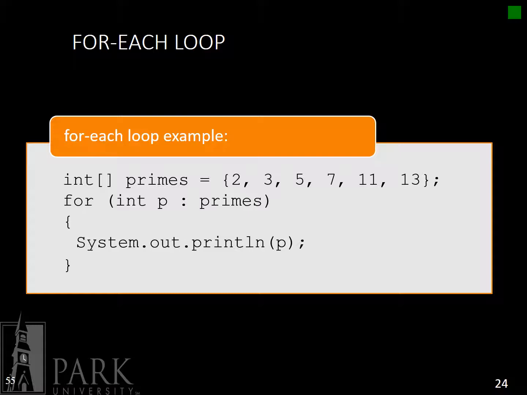So here's a for each loop example that's going to go through all of the prime numbers that we've put in. So we've got 2, 3, 5, 7, 11, and 13, right? So for p in primes, print out p. It's that easy. You don't have to say for int i equals 0, while i is less than primes.length, i plus plus. All you do is for int p in primes, do this.